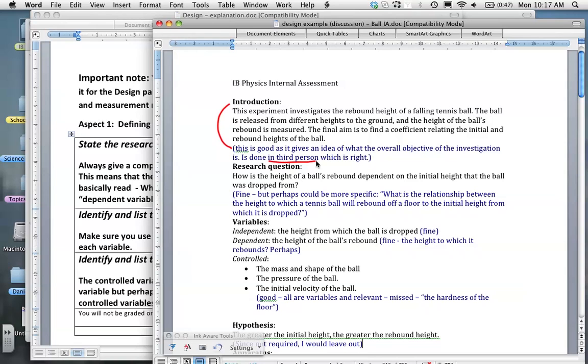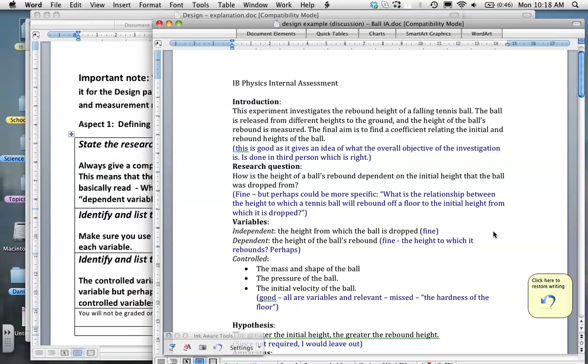Now the research question is, how is the height of a ball's rebound, so that's the dependent variable, dependent on the initial height, there's our independent variable, that the ball was dropped from. This is fine, but it could be more specific, and I have rewritten this for you using some more specific language. What is the relationship between the height to which a ball will rebound? That's clearly showing what your dependent variable is, to the initial height from which it is dropped. Again, perhaps being a bit clearer in terms of what the variables actually are.